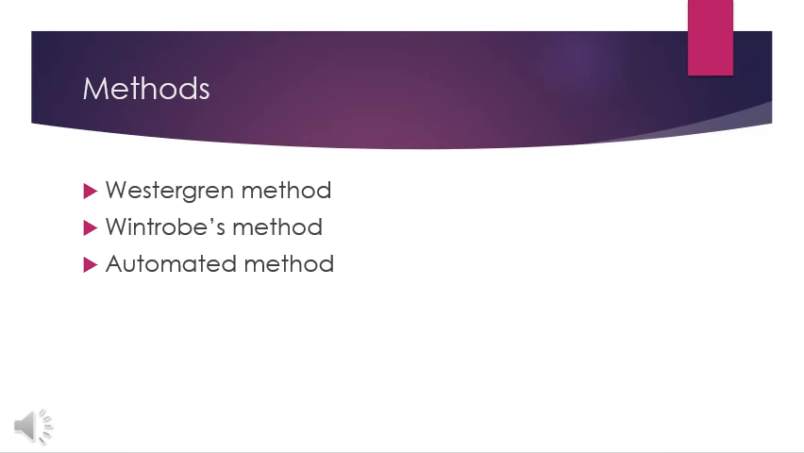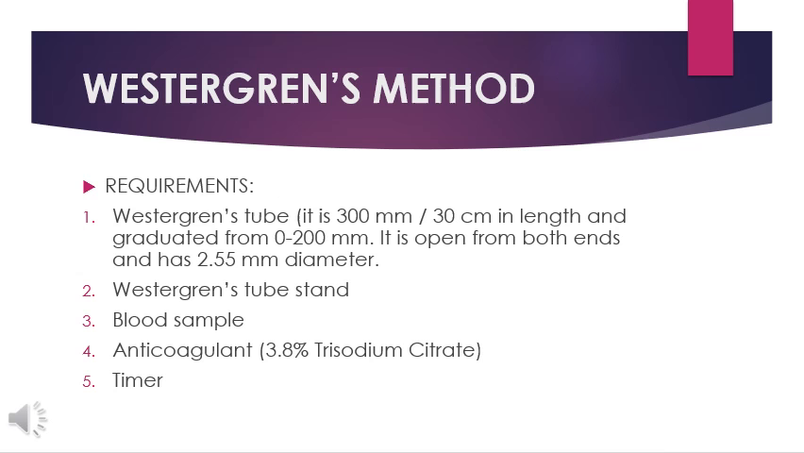To perform the test, there are two commonly used methods. One is the Westergren method, the other one is Wintrob's method. Nowadays, many automated instruments are also used to perform the test, and obviously they take less time, give quick results, and have many other benefits which we will discuss in the lecture.